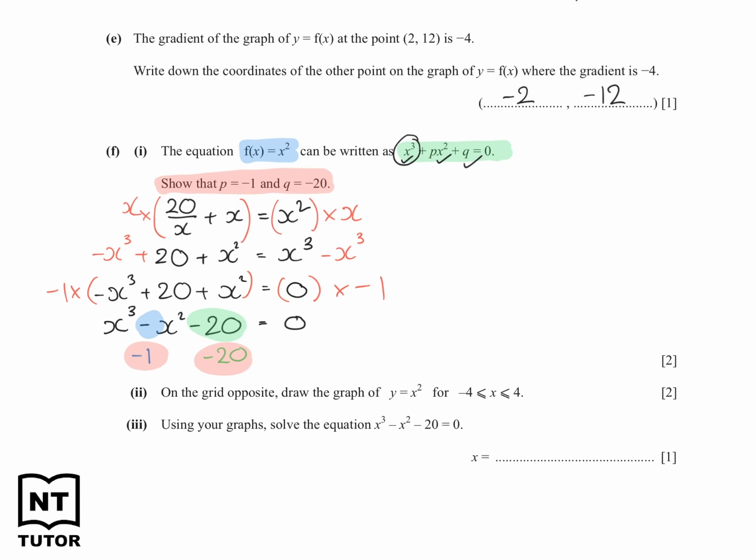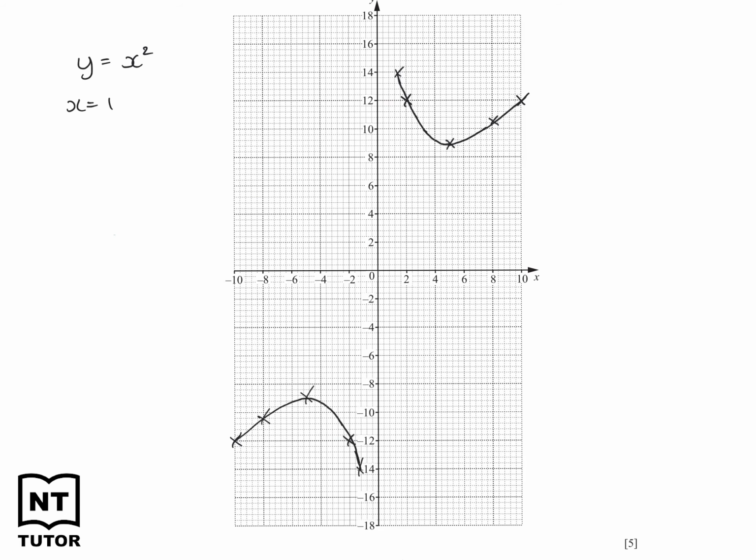Part 2. On the grid opposite, draw the graph of y equals x squared for x from minus 4 to 4. So to draw the graph of y equals x squared, we just need to substitute some x coordinates into the equation. So if x equals 1, y equals 1 squared, which is 1. If x equals 2, y equals 2 squared, which is 4.